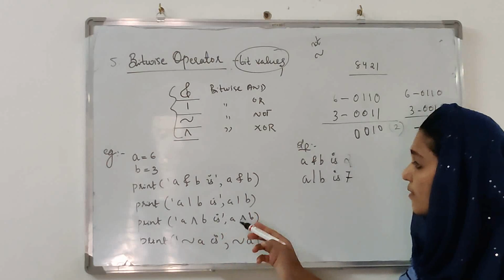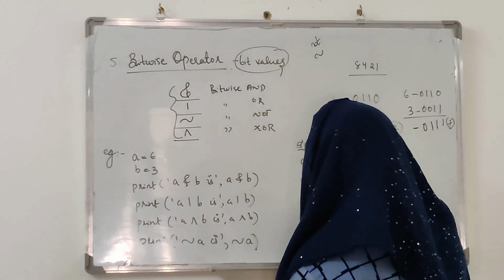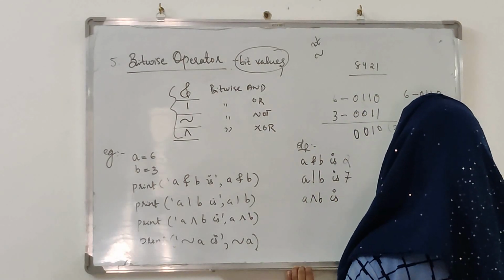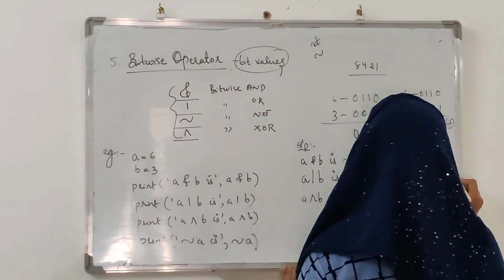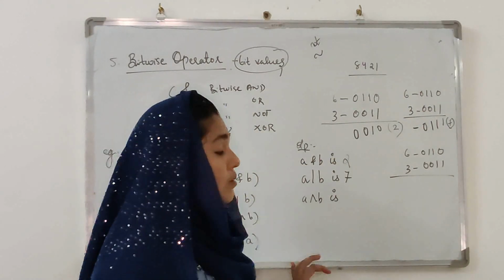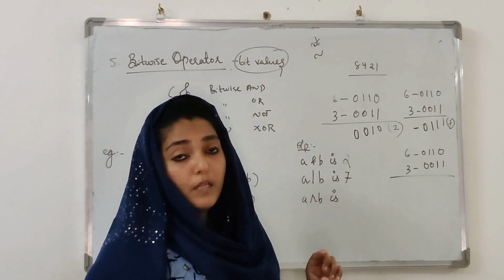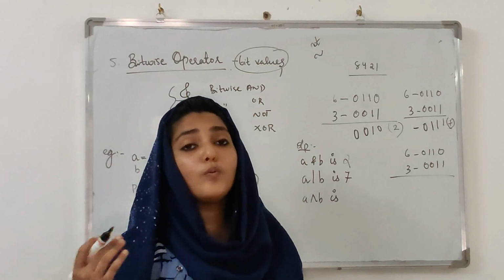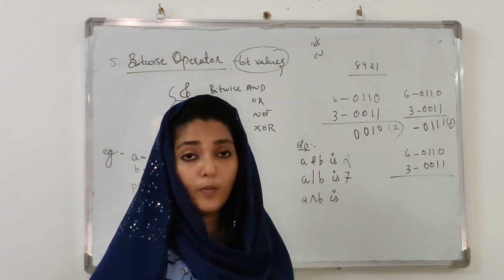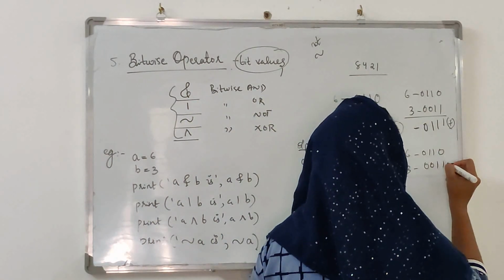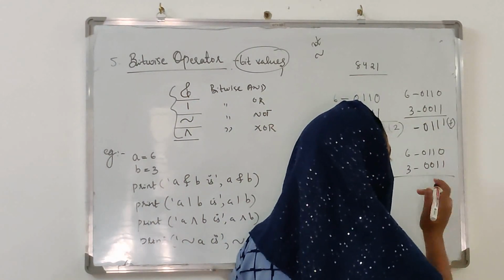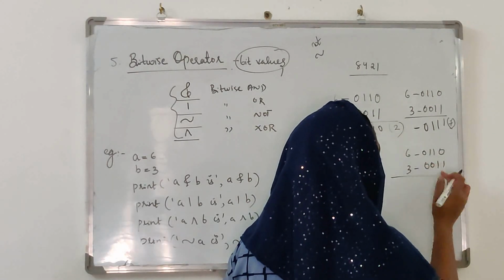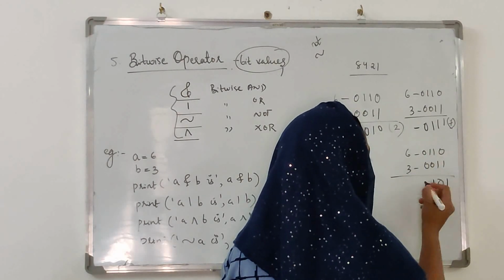Next is exclusive OR, the XOR operator. So A XOR B is, what is our input? 0, 1, 1, 0. Next is 0, 0, 1, 1. Perform XOR operation. XOR operation means how it works: if one input is 1 and the other input is 0, then our output will be 1. In all other cases, our output will be 0. Now 0 XOR 1, our output is 1. 1 XOR 1, output 0. 1 XOR 0, output 1. 0 XOR 0, output 0.